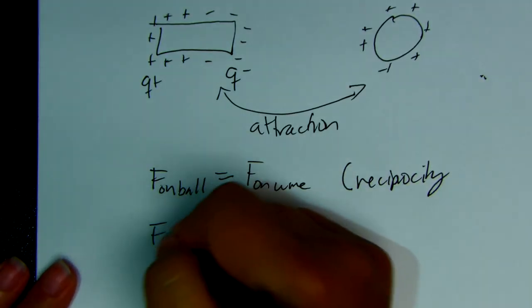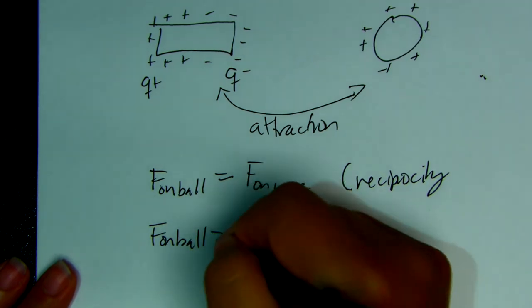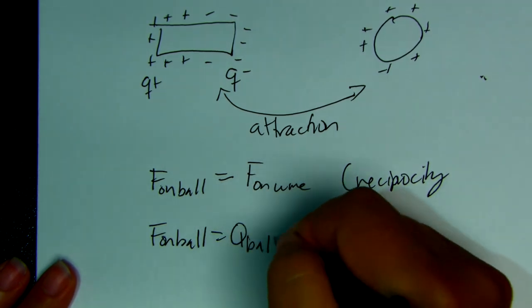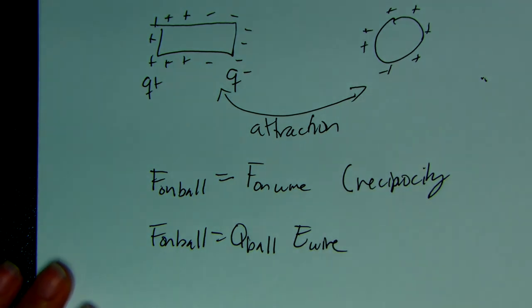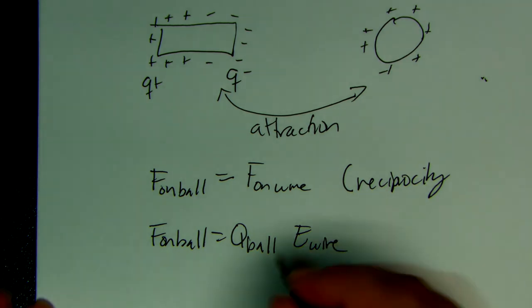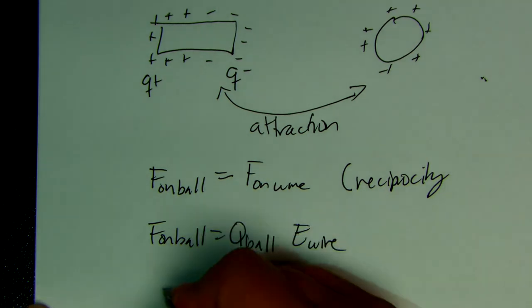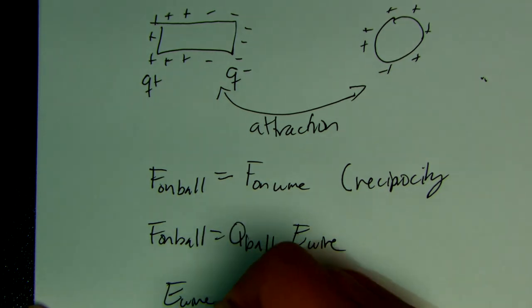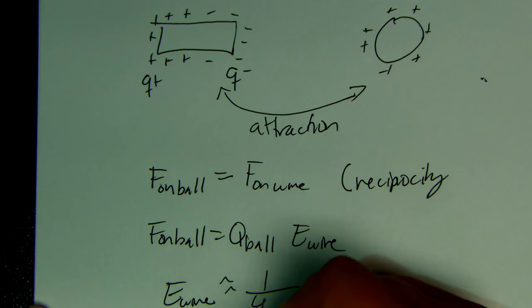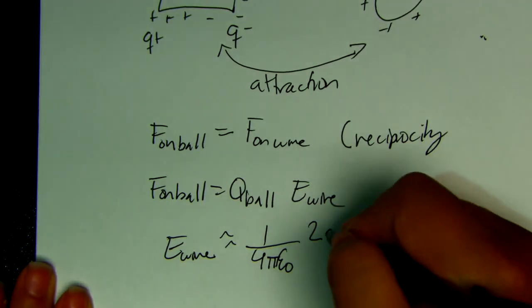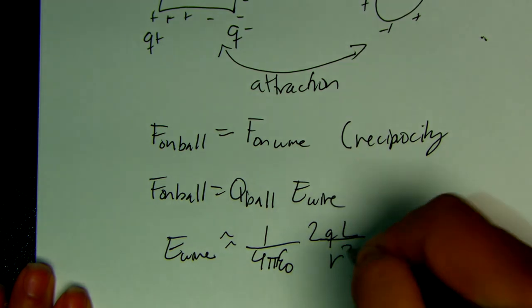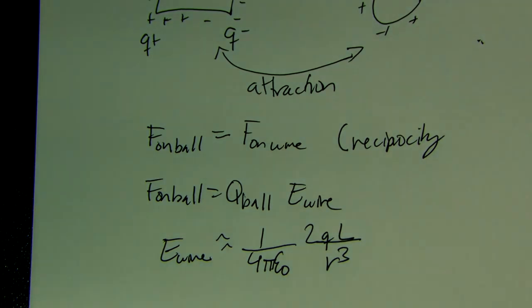And the force on the ball is equal to the charge of the ball times the electric field from the wire. Now, we don't know yet how to calculate the electric field of a wire, but we can definitely approximate this electric field, something that we already know. So we can say the electric field from the wire is approximately 1 over 4 pi epsilon naught 2ql over r cubed. So where did this come from?